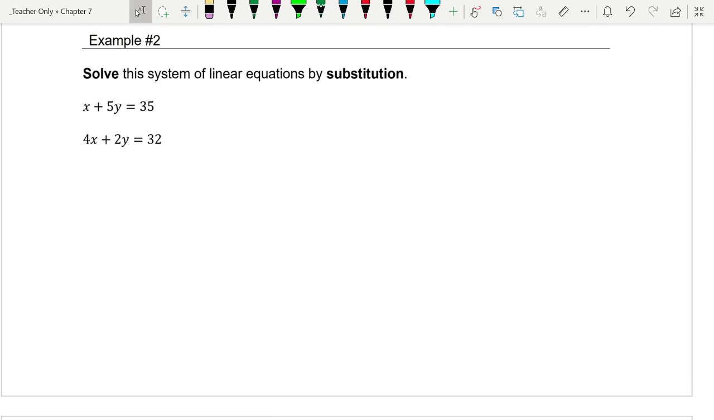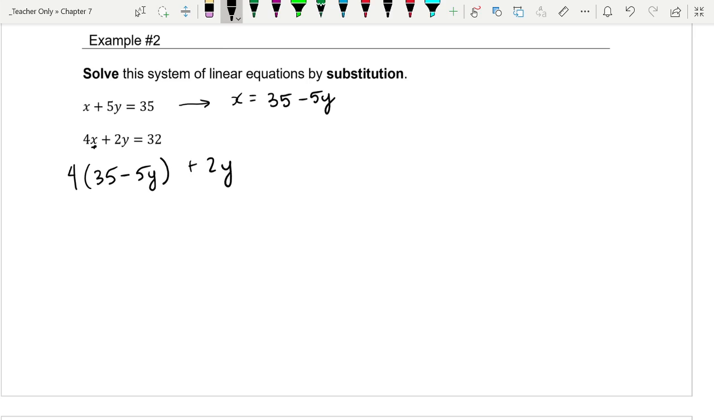Okay, how do you want to substitute this time? I see again that x is already kind of all by its lonesome. It only has a coefficient of 1. So I'm going to rearrange this into x equals 35 minus 5y. And then I'm going to substitute that x value into this equation. So instead of 4 times x, it's 4 times what I know x is, which is 35 minus 5y.